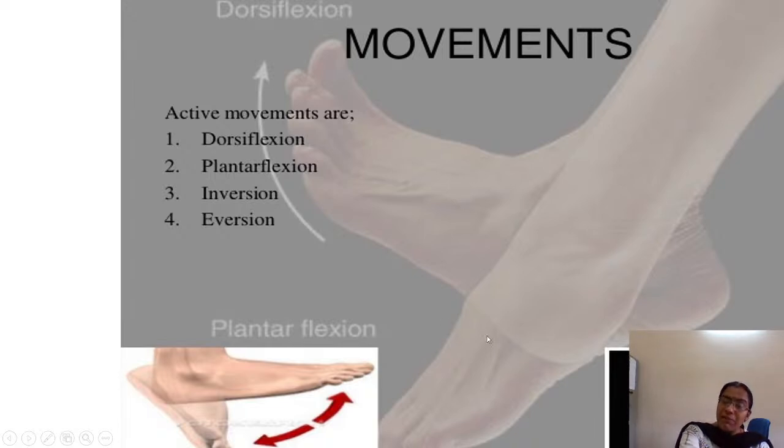When you see plantar flexion, this is the plantar aspect of the foot. Unlike dorsiflexion, where the angle is reduced, in plantar flexion the angle is increased. So this is plantar flexion. The range of movement here is up to 20 degrees. With the aid of the tarsal bones, up to 40 degrees you can do plantar flexion. So this is dorsiflexion, and this is plantar flexion of the ankle joint.